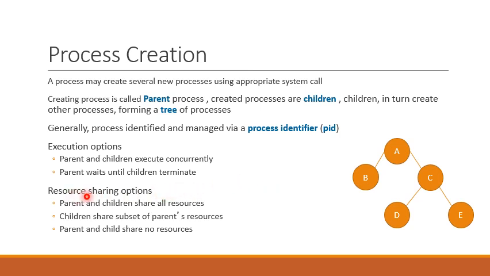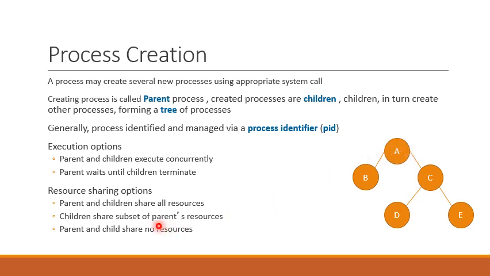From the resource sharing point of view, the processes have three different options. The first option is that parent and children share all the resources. That is, the operating system has allocated the parent process some resources. These resources will also be shared by the children of this parent process. Like in this example, process B and process C will share the resources of process A.